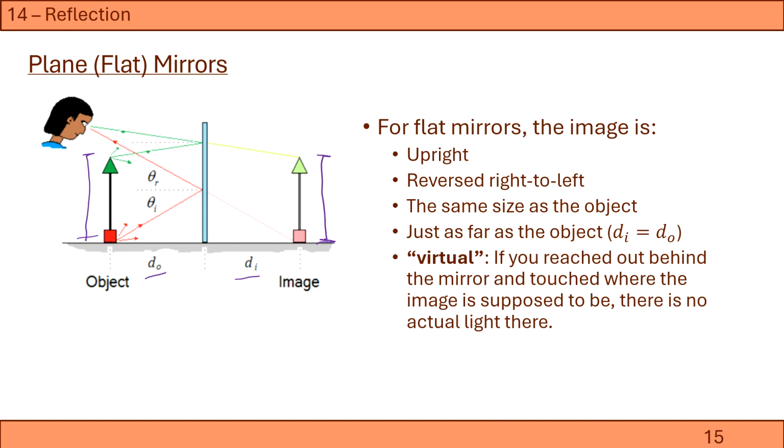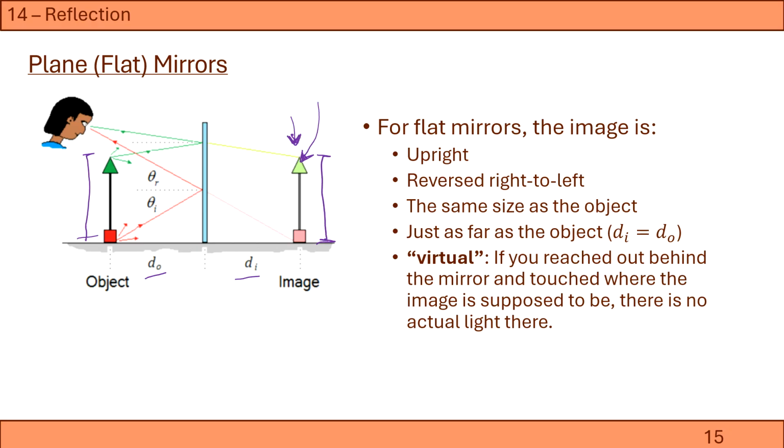And the images are virtual. What that means is if you think about this mirror, there's no way that light is actually being reflected on the right-hand side of the mirror. That doesn't make sense. And so if you put your hand or a screen or something right here, a real object, light is not going to be able to hit that object from the reflection.